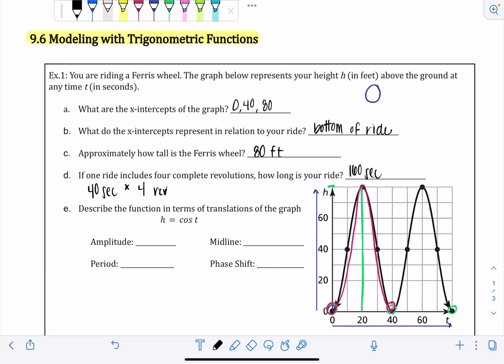And you can put it in terms of minutes if you want. It would technically be 2 minutes and 40 seconds.